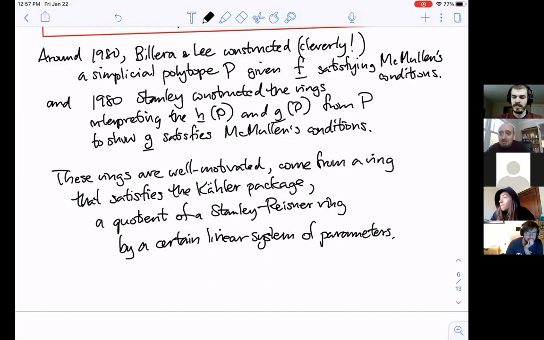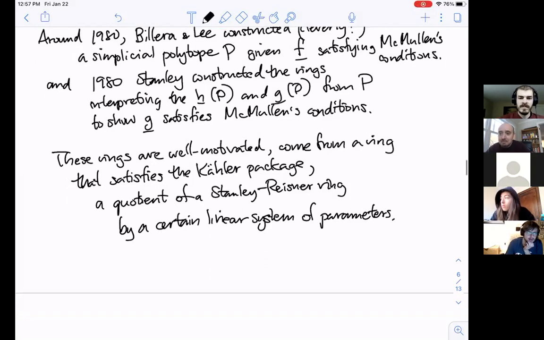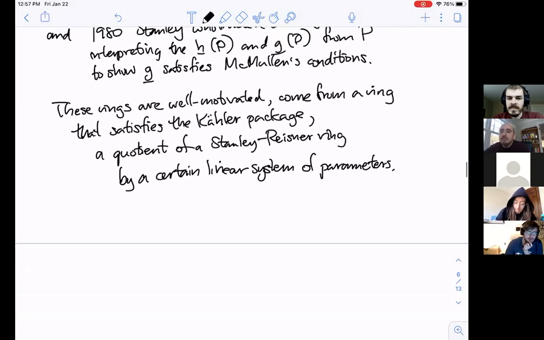Everybody good for the moment? Yeah, I have a question. This might just stem from my lack of understanding about local rings, but what you're saying is that from the ideal generated by this linear system, the quotient is finite. Would that make the Stanley-Reisner ring a local ring?